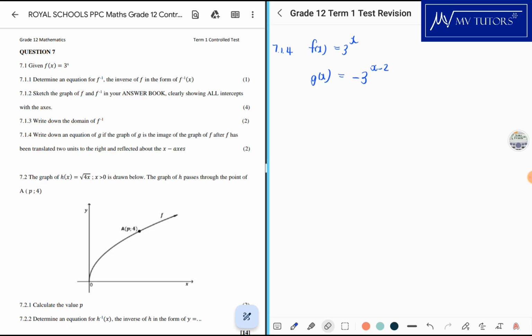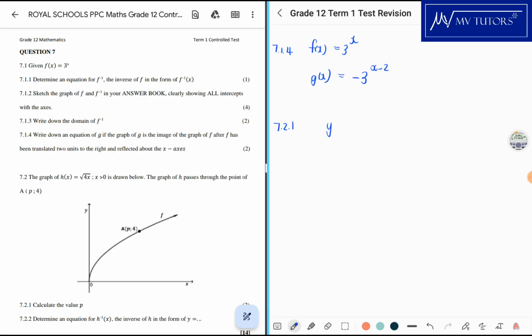Now 7.2.1, I see we have a different graph now. 7.2 says the graph of h of x is equal to the root of 4x, where x is bigger than 2, and it's drawn below. The graph of h passes through the point A, where the x coordinate is p and the y coordinate is 4. I hope you see that this graph is actually a parabola that has been halved.